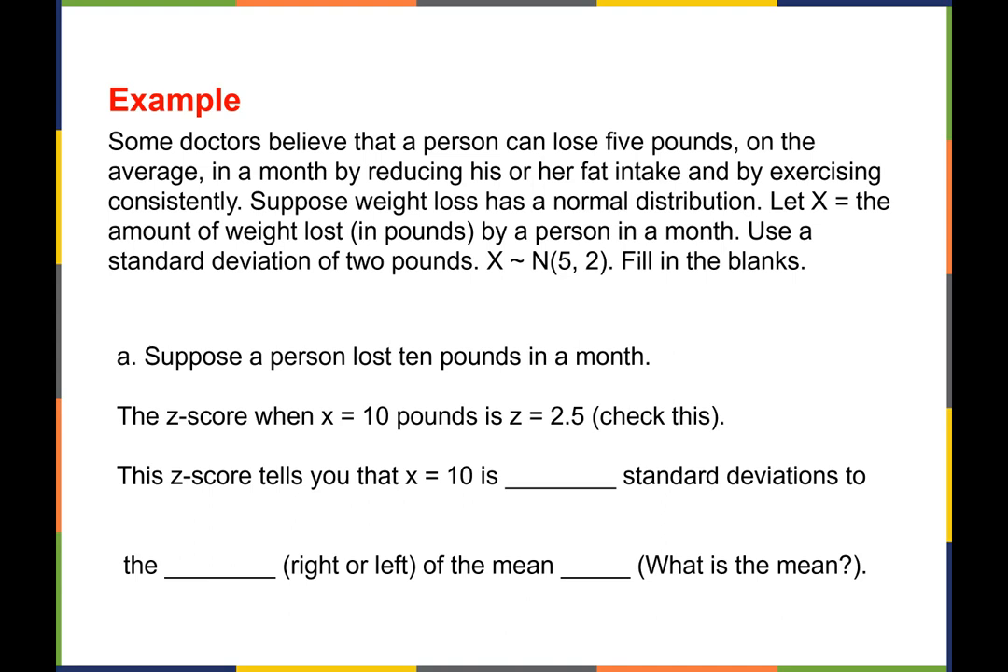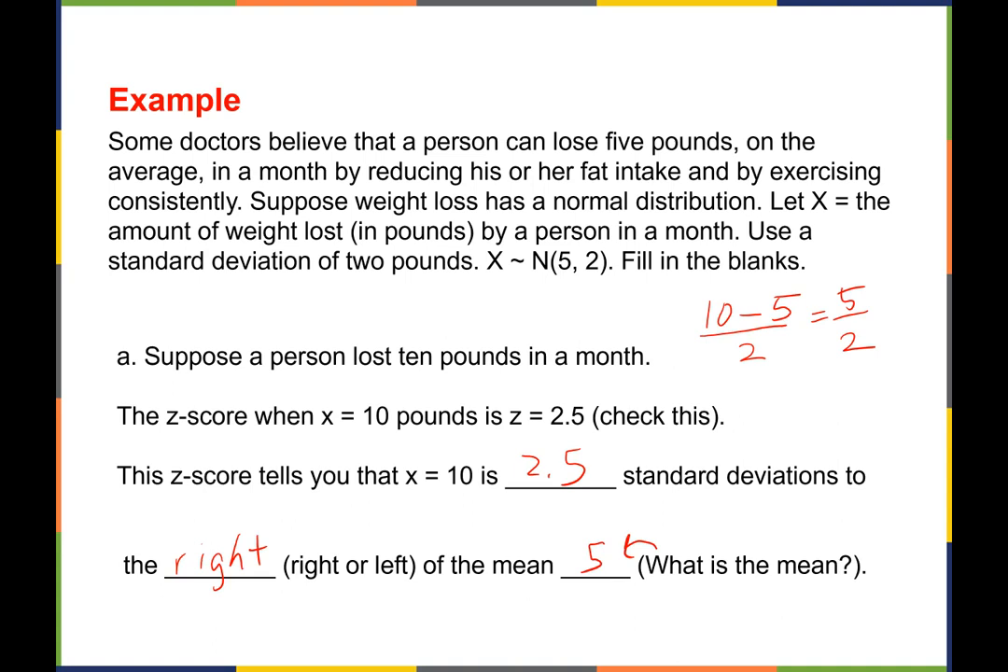All right, are you back? All right, so suppose a person lost 10 pounds in a month. That's my data value, X equals 10. The z-score for 10 is equal to 2.5. Let's make sure this is true. So my X value was 10 minus mu, which is 5, divided by 2, which is sigma. That's 5 halves, which is 2.5. The z-score tells you that X equals 10 is 2.5 standard deviations to the right of the mean, which was 5. What is the mean? That's what I want you to put in there. So it's 2.5 standard deviations above the mean, all right?